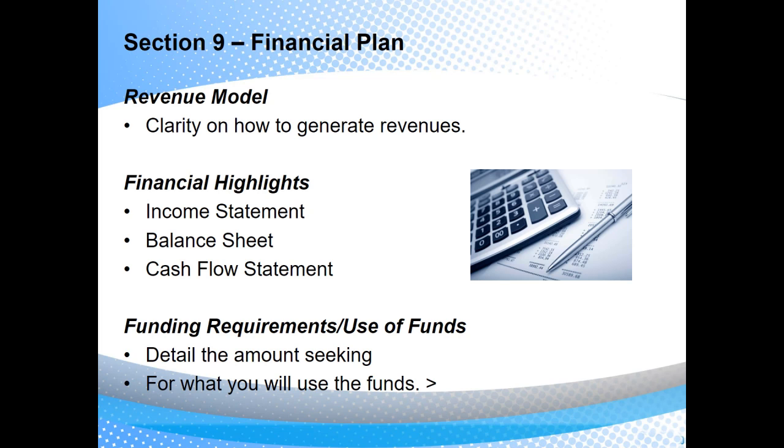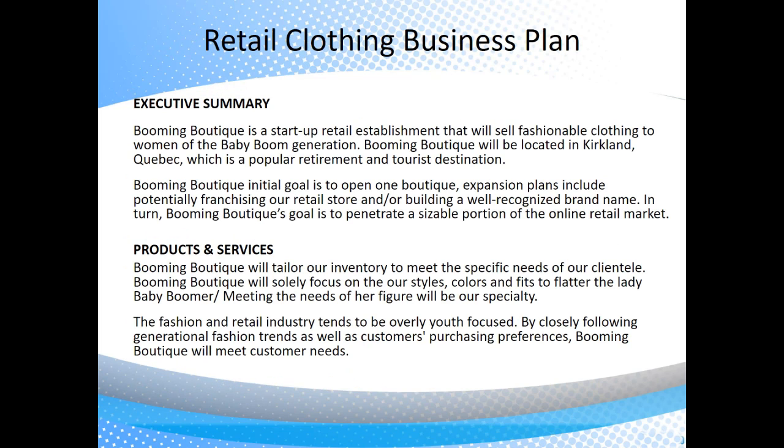So let's briefly look at the first section, which is the executive summary. I have a few examples here. So let's look at this one here. Let's just read the first paragraph. Booming Boutique is a startup retail establishment that will sell fashionable clothing to women of the baby boom generation. Booming Boutique will be located in Kirkland, Quebec, which is a popular retirement and tourist destination. Booming Boutique's initial goal is to open one boutique. Expansion plans include potentially franchising our retail store and or building a well-organized brand name. In turn, Booming Boutique's goal is to penetrate a sizable portion of the online retail market.